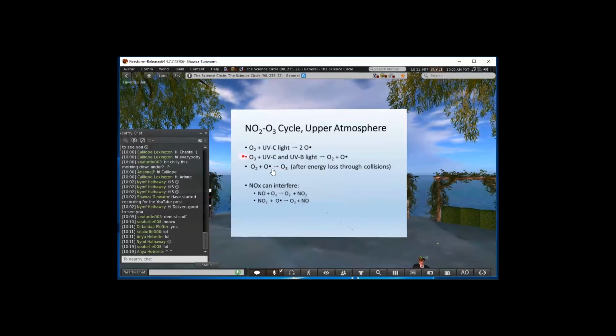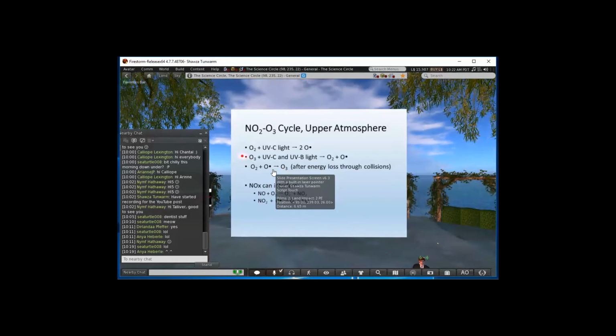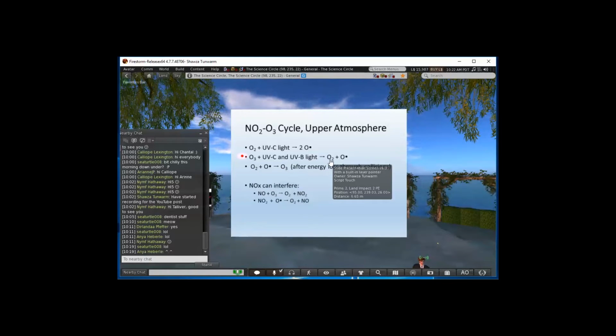The O3 will absorb UVB light and some UVC light to give the O2 back again, plus oxygen atoms. And again, the oxygen atoms are going to lose some energy through collisions and recombine with O2 to make ozone again. So these second and third steps end up being a catalytic cycle that converts ultraviolet light into just heat in the atmosphere, which protects us down below from having the ultraviolet light hit us and cause skin cancer and things like that.